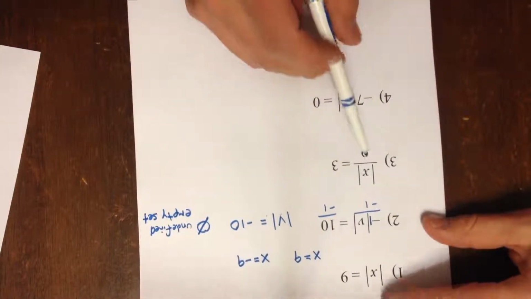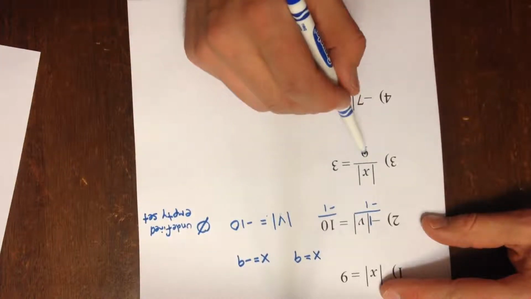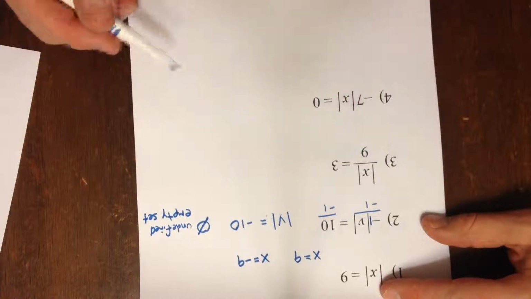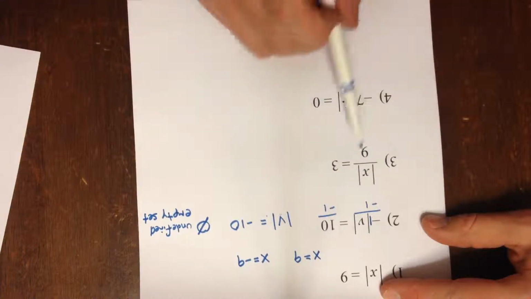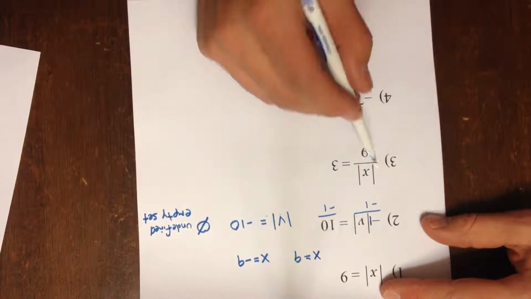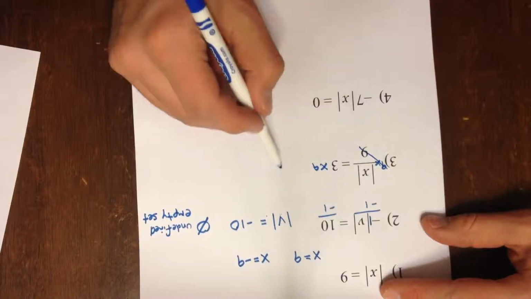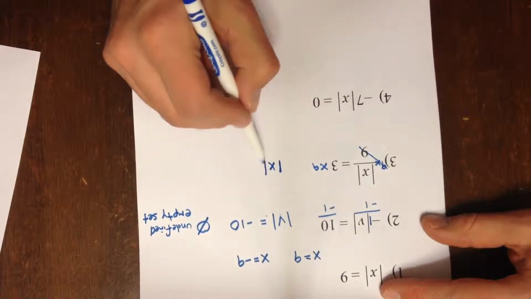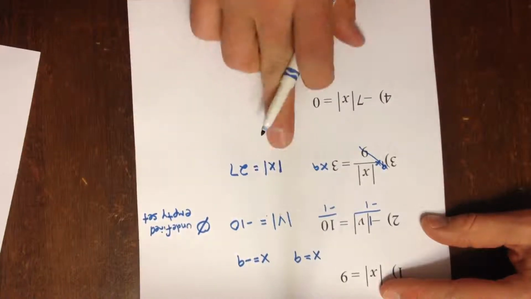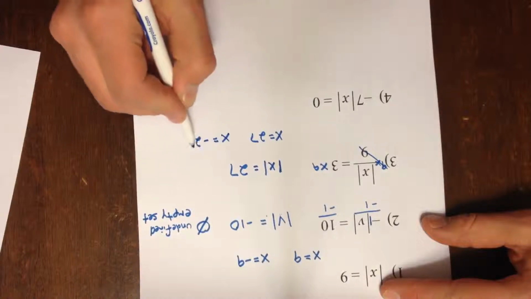Okay, the absolute value of x over 9 equals 3. So the absolute value is not by itself yet. I have to get rid of the 9. The opposite of division is multiplication, so that's going to cancel out. And now I have the absolute value of x equals 27. And again, there's two numbers that work here. x equals +27 and x equals -27.